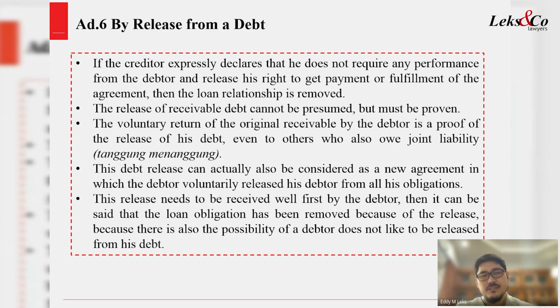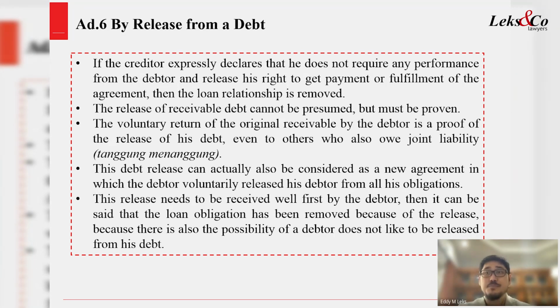Now, by release, this one is easier, because tentang pembebasan utang, ya, 1438 until 1443. So I just release you from your debt obligation. That is the easy way to say it. When I release you, then your obligation to pay is terminated. If the creditor expressly declares that he does not require any performance from the debtor and releases his rights to get payment or fulfillment of the agreement, then the loan relationship is removed.